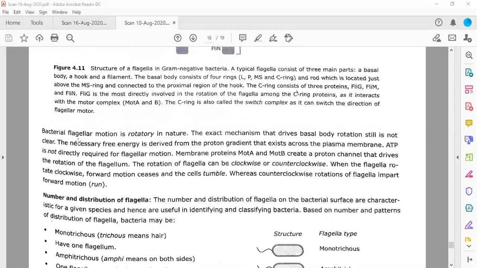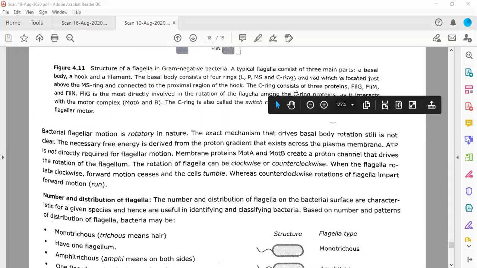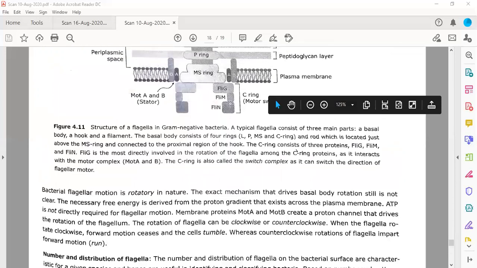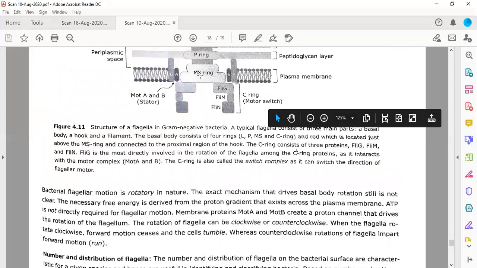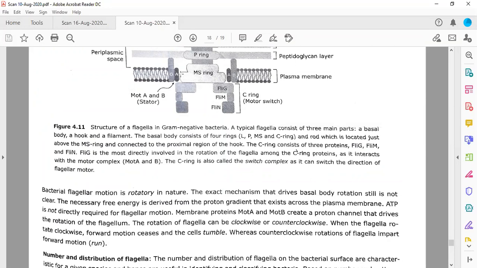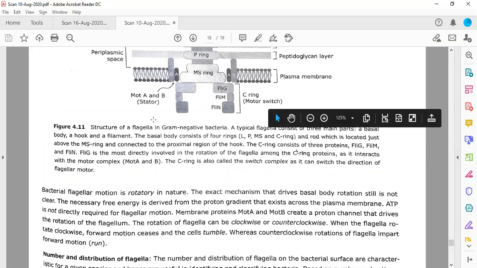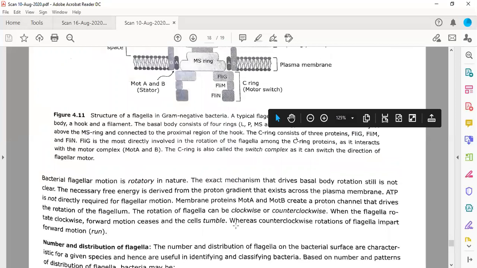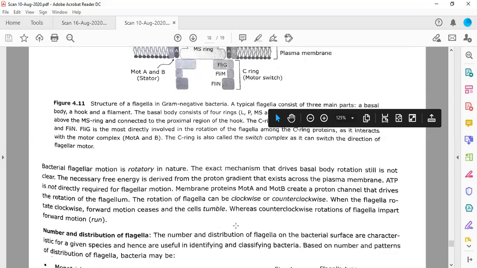Then bacterial flagella motion is rotatory in nature. As I told you, the exact mechanism that drives the basal body rotation is still not very clear, but we have some assumptions. One assumption is that with the help of these motor proteins, it will give some kind of motion to this particular motor. And the second assumption is when the protons are moving from the periplasmic space into the cytoplasm, they will help in the rotation of this particular motor. They are assumptions only. It is not very clear how the bacteria is able to rotate its basal body.